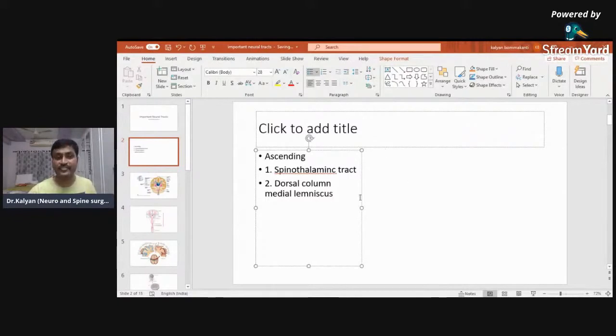And what are the descending tracts? One minute. Sorry for the interruption. If I am not audible, put it down in the chat because I will not have any feedback if I am not audible.